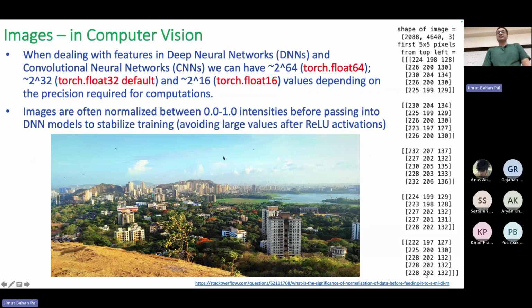So this is a 3-channel image. Here, when we select the first 5 by 5 pixels, we can see each is composed of 3 values. So this is an individual pixel value: 224, 198, and 128.